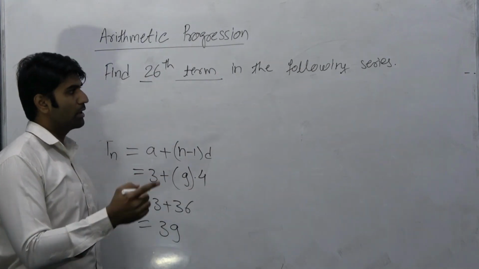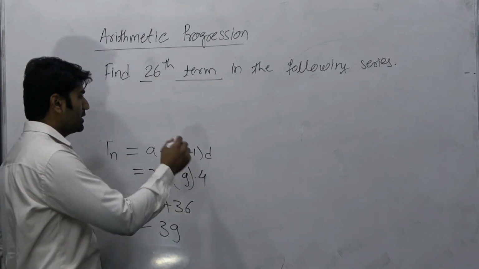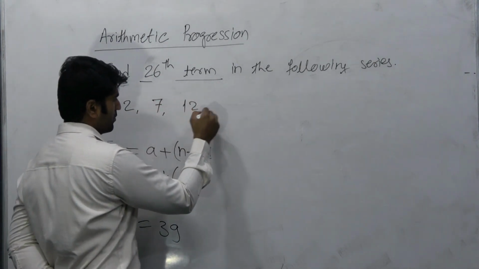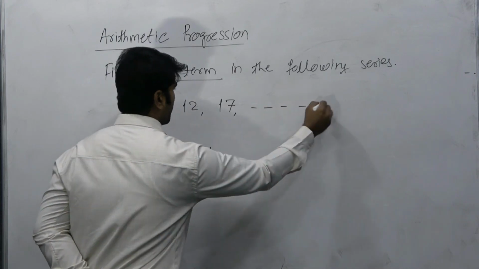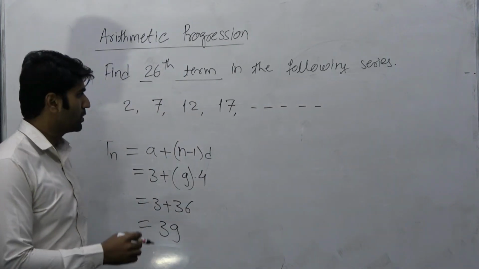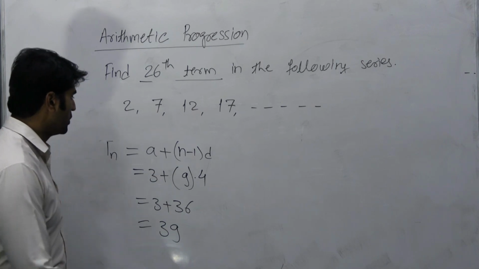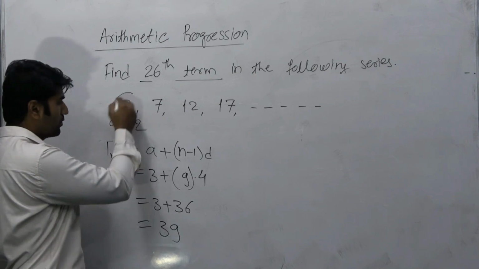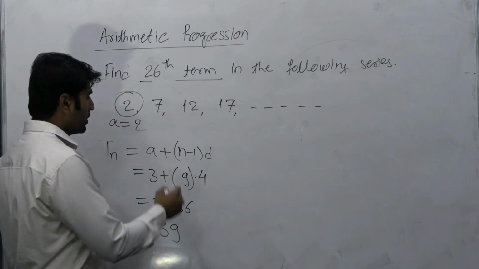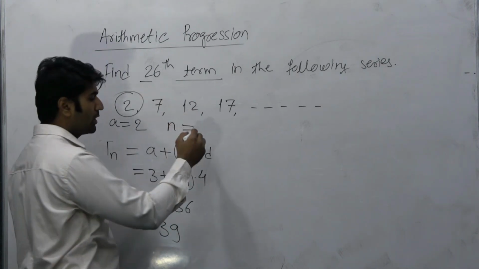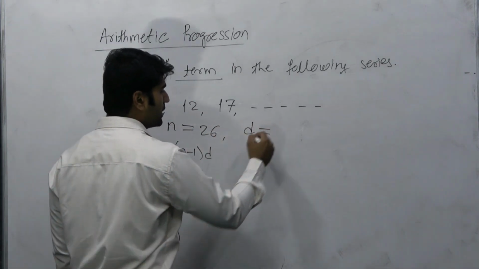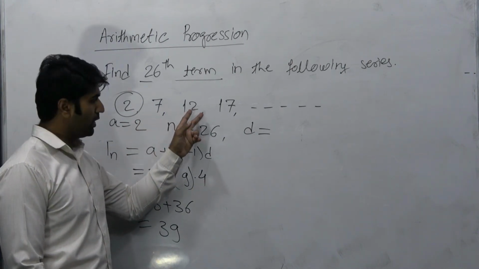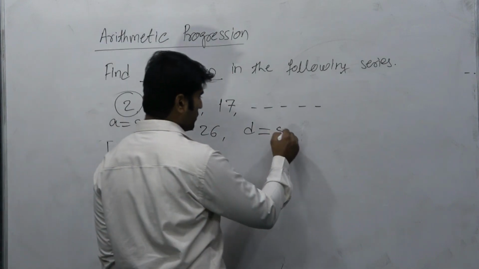Find the 26th term in the following series, and the series is 2, 7, 12, 17 and so on. So let's write what is the value of a. a is equal to 2. First term means always a. Then n, what is the value of n? The value of n is 26. And what is the value of d? Common difference. So 2 plus 5, 7. 7 plus 5, 12 plus 5. So the common difference is 5.